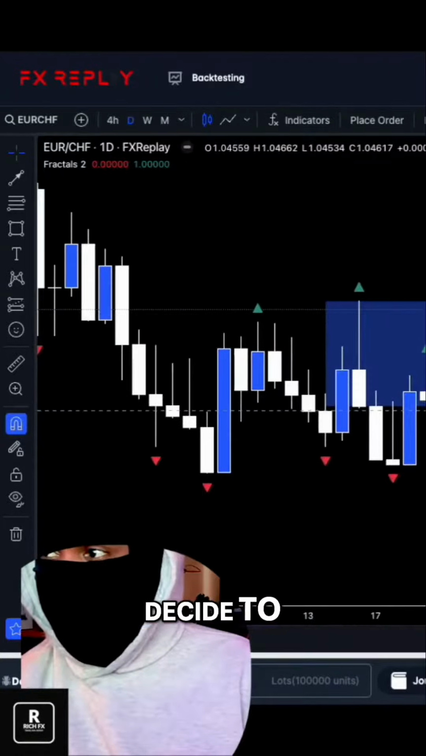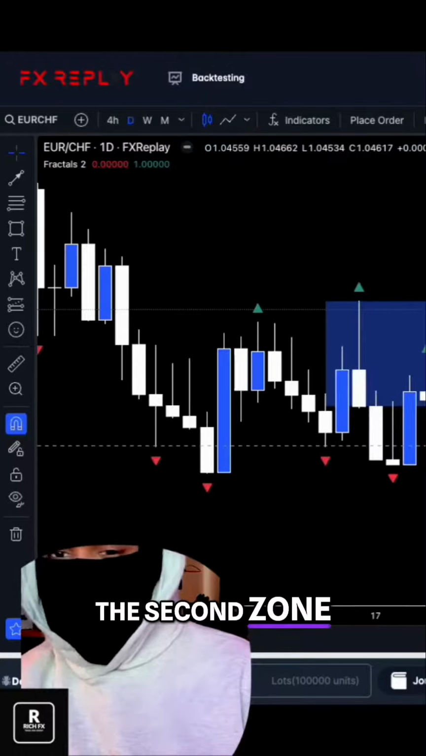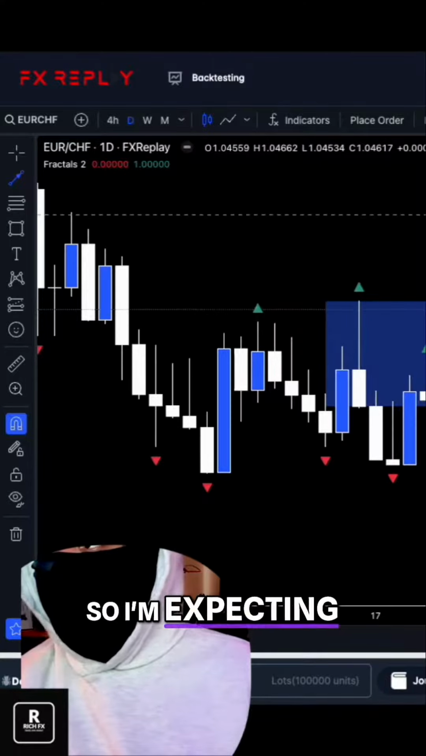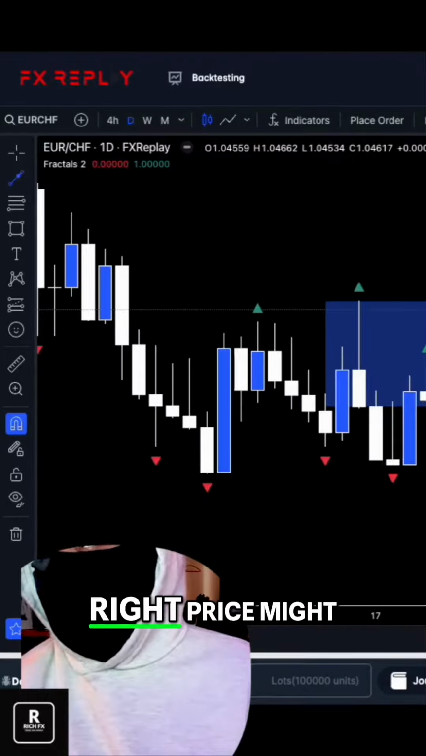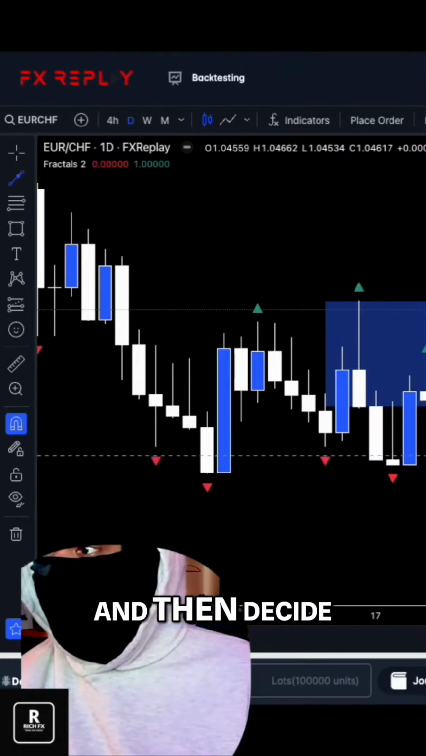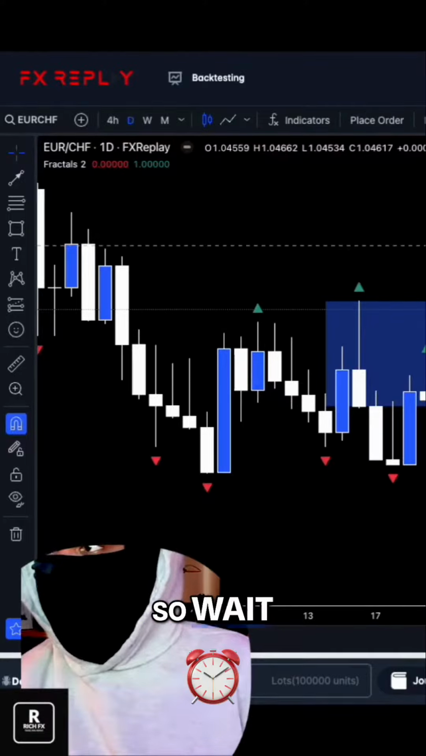Price might decide to break below the first one. If it does, then technically I would use the second zone to go off of, so I'm expecting price to do this with the first one, right? Price might not do that, might come down to this one and then decide to take off from there, right? So we've got two options. So we'll wait and see what price does.